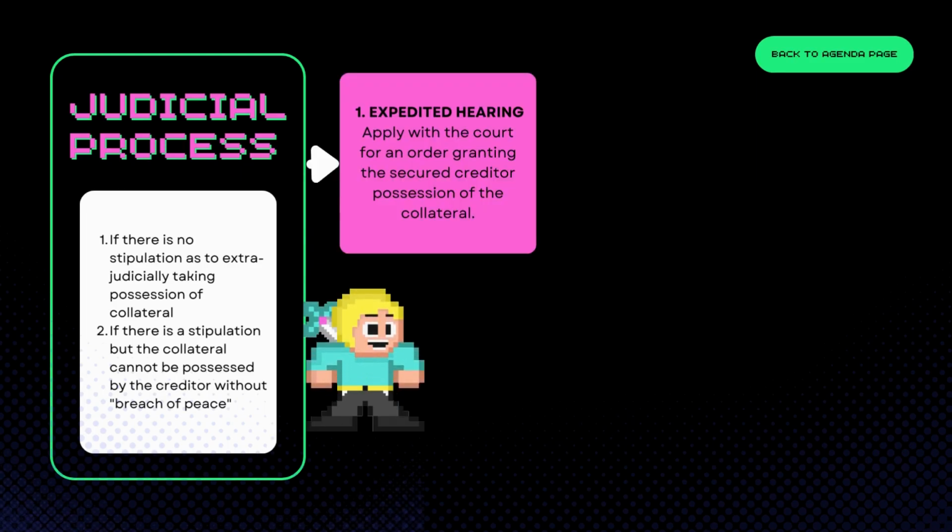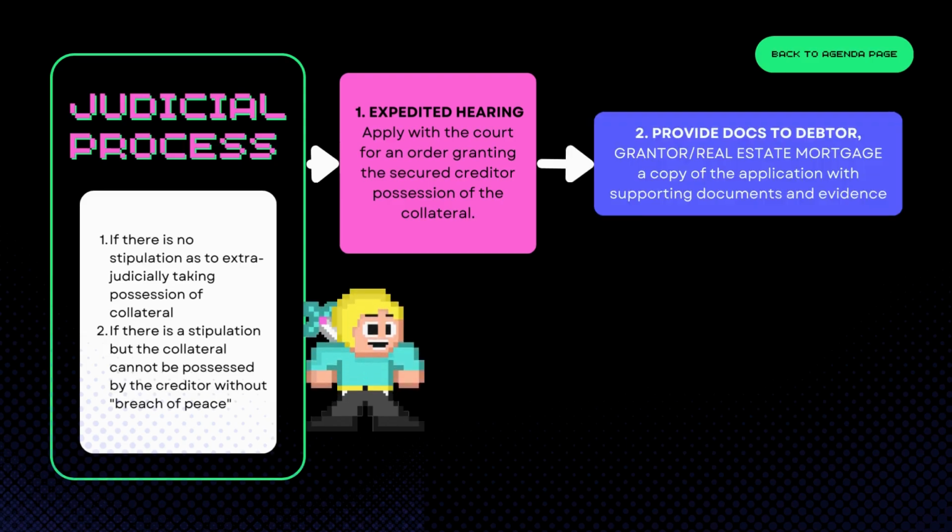To initiate the judicial process, we start by applying with the court for an order granting the secured creditor possession of the collateral. The secured creditor will be entitled to an expedited hearing. On his part, the secured creditor must provide the debtor, grantor, and if the collateral is a fixture, any real estate mortgagee, a copy of the application with supporting documents and evidence.